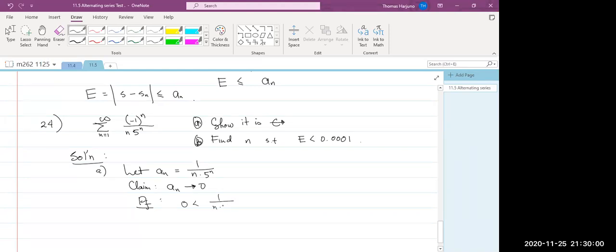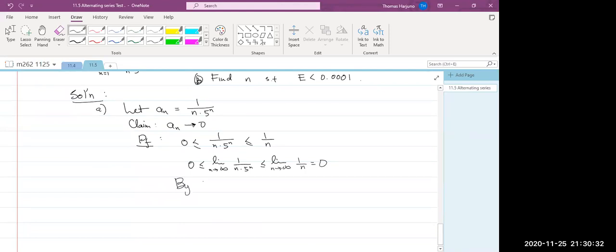This is a positive term, which is less than or equal to 1 over n. I just squeezed it. So 0 is less than or equal to the limit, which is less than or equal to the limit of 1 over n. Therefore, by the squeeze theorem, the limit of this term is 0. I claim that one first because it's easier to prove.